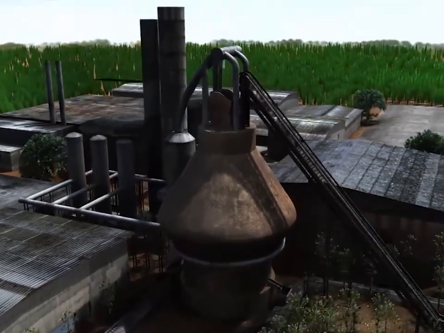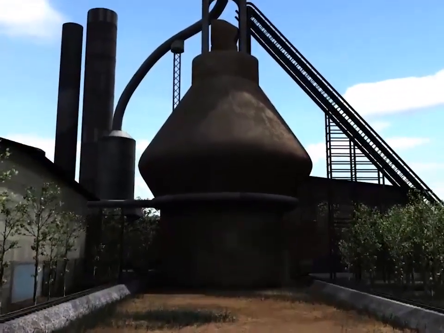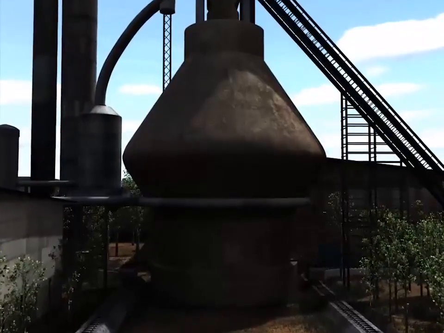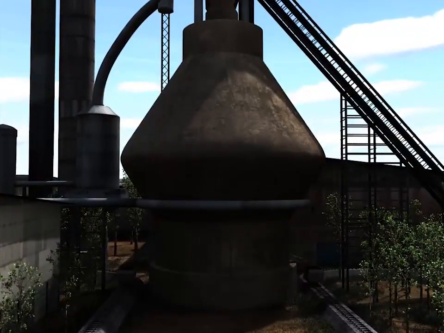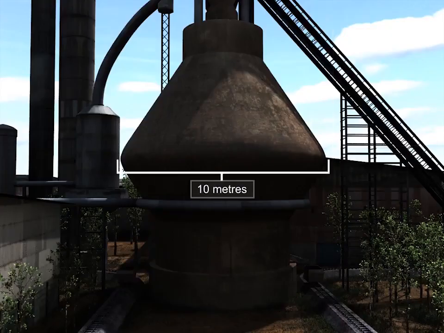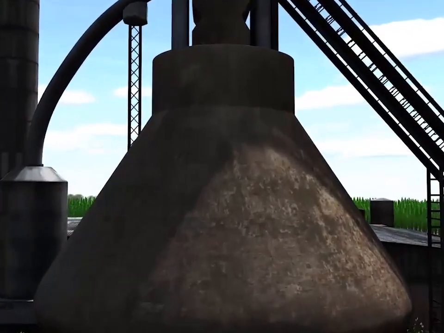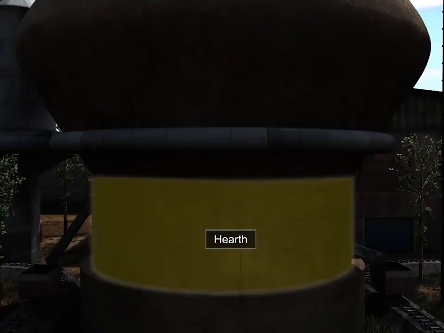Let us take a look at the different parts of a blast furnace and study their functions. The blast furnace is a huge furnace used to extract metals from their compounds using a suitable reducing agent. It is a tall chimney-like structure about 30 to 40 meters tall and about 10 meters wide at the base. It is narrow at the top, increasing in diameter downward but narrowing again near the bottom. The bottom portion is called the hearth. It is lined with fire-resistant bricks.